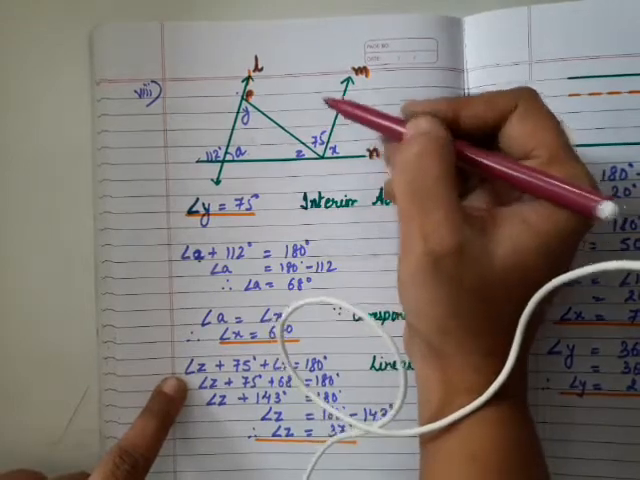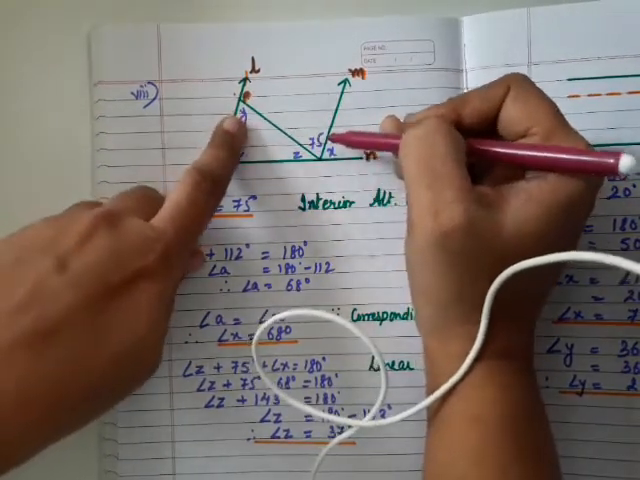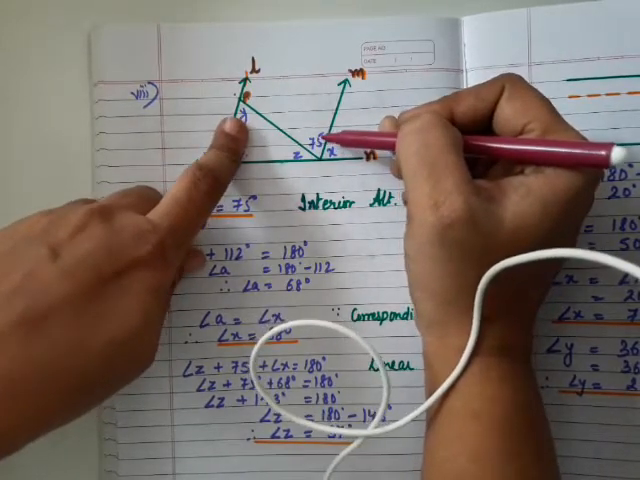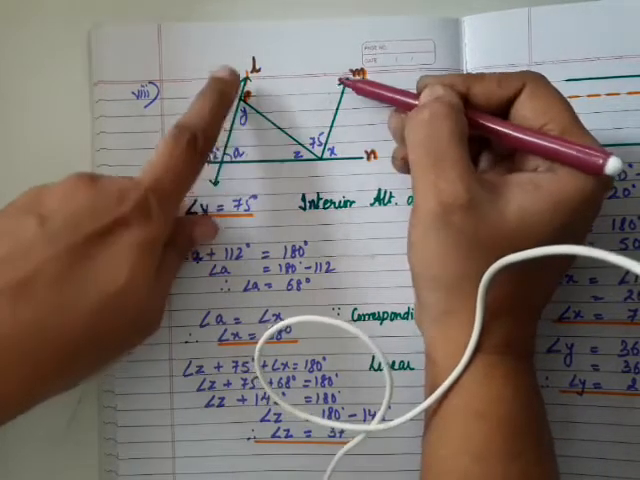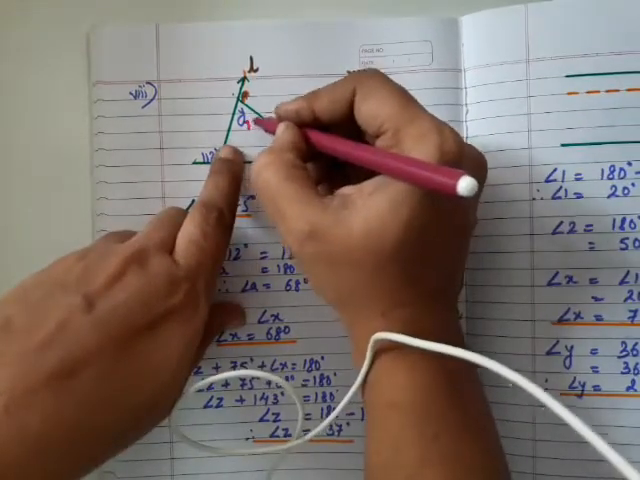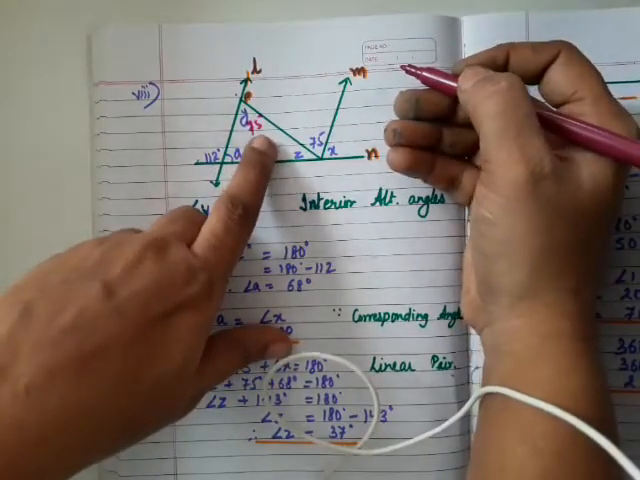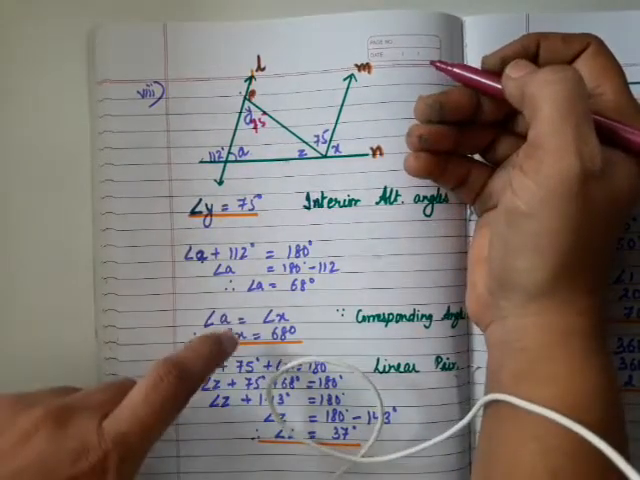So if you see here, this line M and N are parallel and this is acting as a transversal, Y and 75, they are the interior alternate angles. L, M, N are parallel. This is a transversal. So the value of Y is 75 degrees. Okay, the value of Y becomes 75 because alternate interior angles are equal.